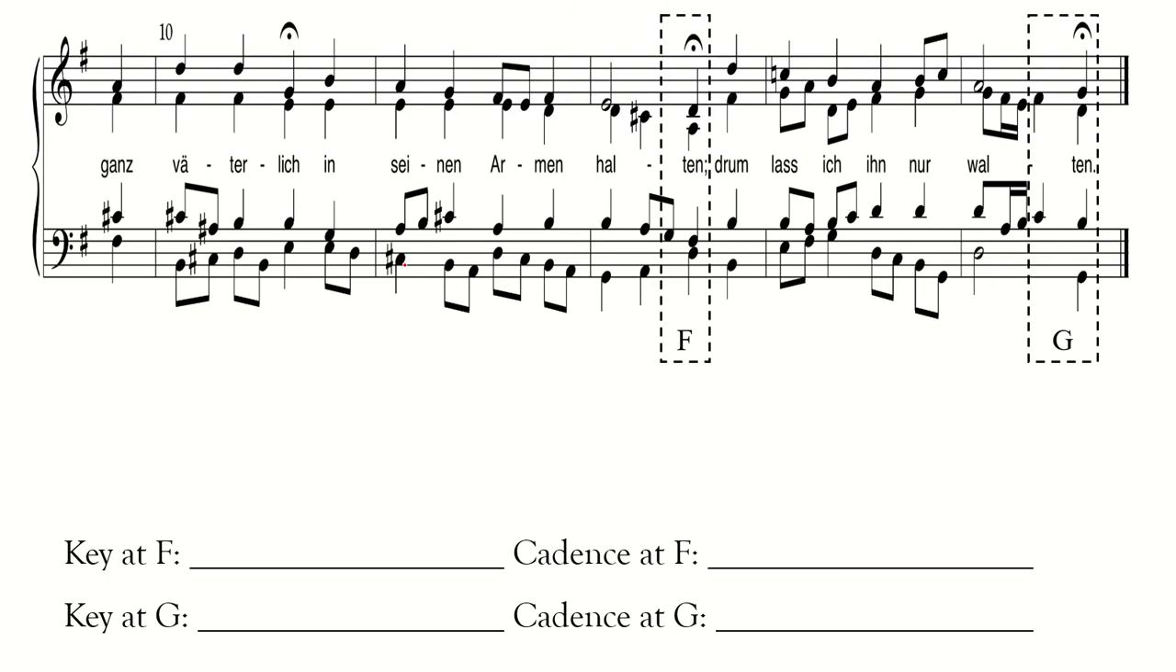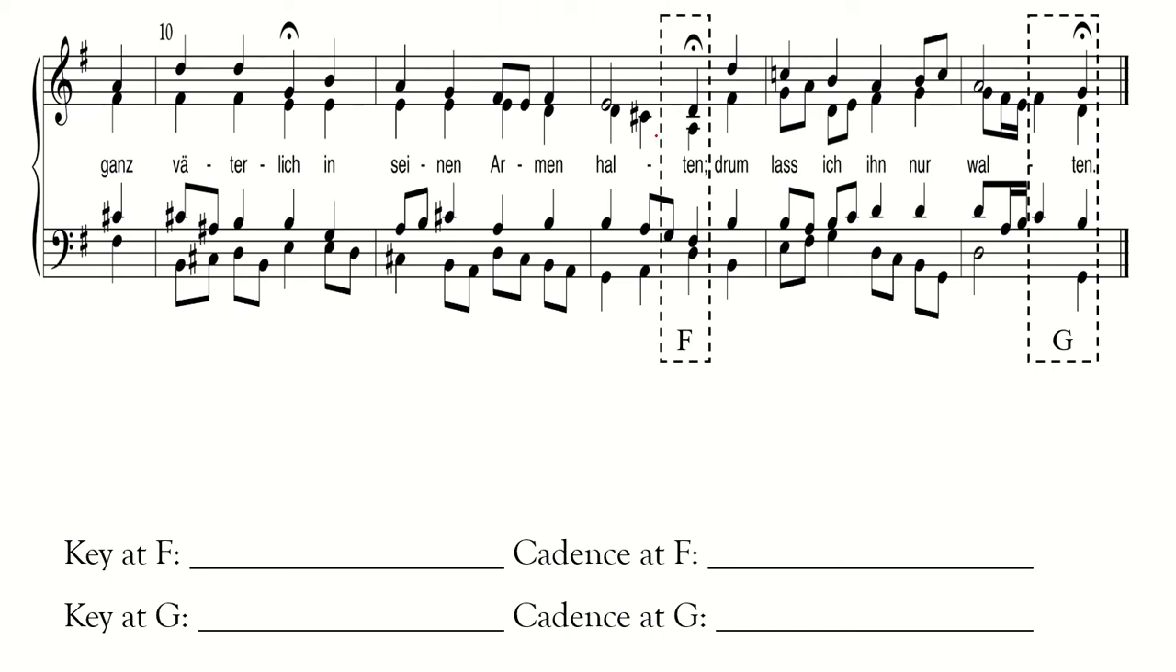Hello and welcome back. So now we are looking at section 5 part B, which is looking at working out the key and the cadence of a given section. So we have these dotted boxes, F and G, which are asking us to work out the key and cadence at those points.